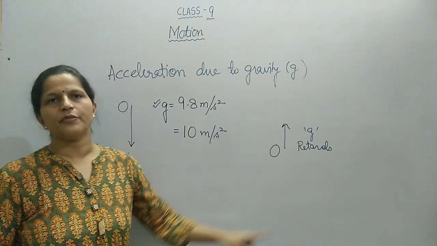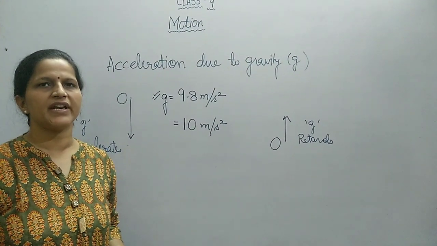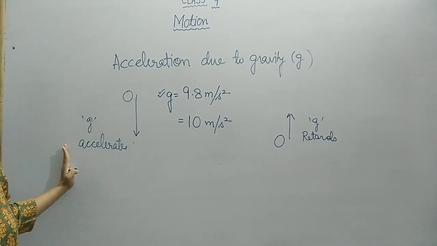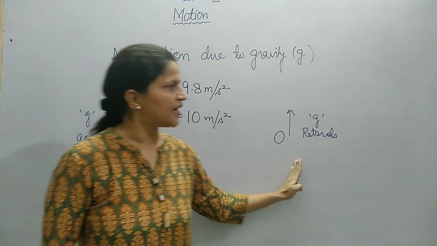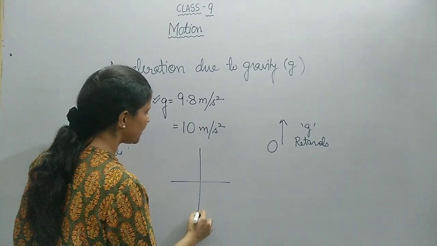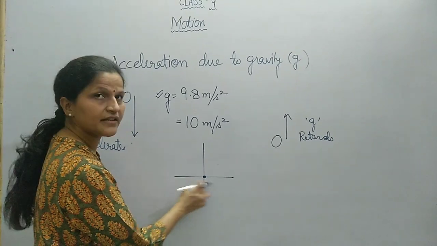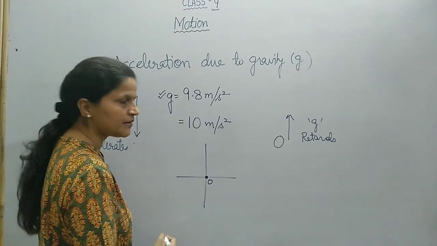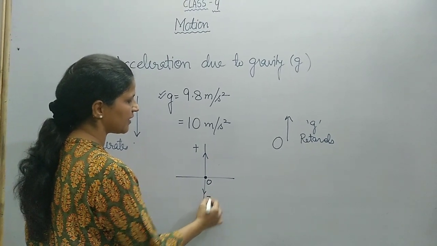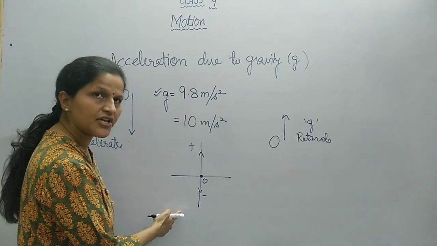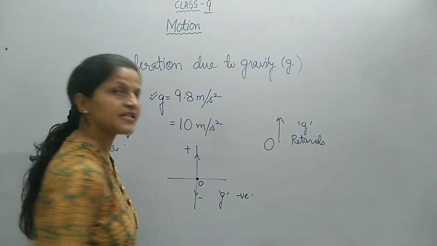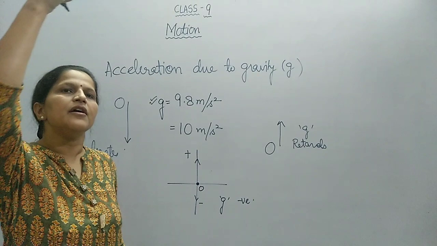So, while solving the numericals, there are two ways of solving them. I suggest for 9th standard, you follow the way where we assume g accelerating in the downward direction and g retarding in the upward direction. The other way is according to the sign conventions. In sign conventions, if the observer is standing at the ground and the ground is taken as the origin, then all the upward directions are taken positive, all the downward directions are taken negative. So if we take this convention, then g will be negative in all the cases, whether the object is going upward or downward.